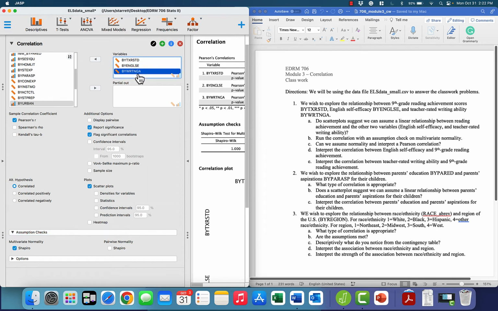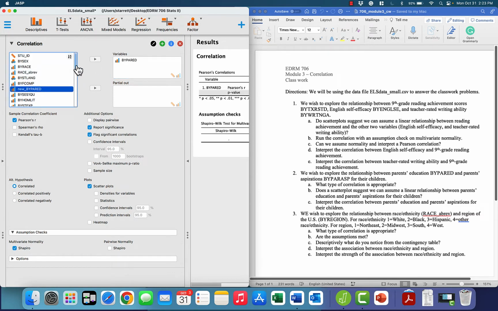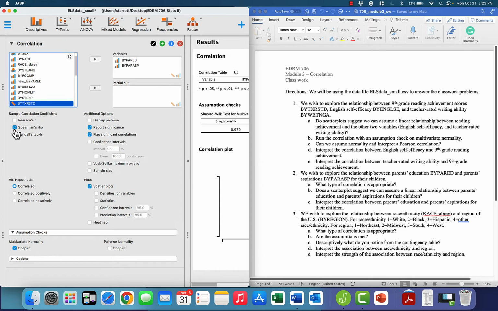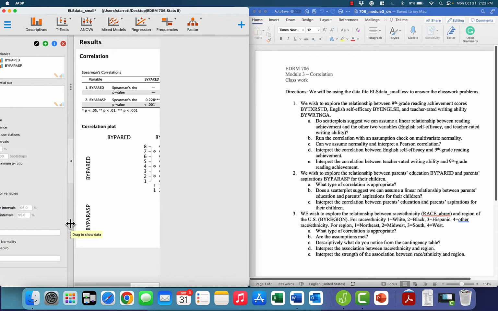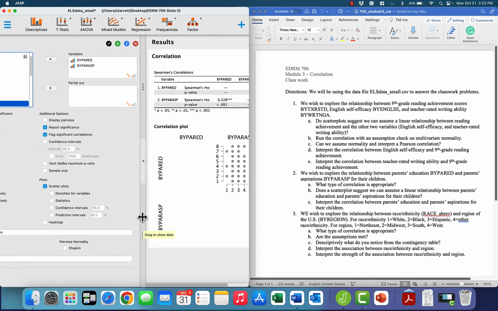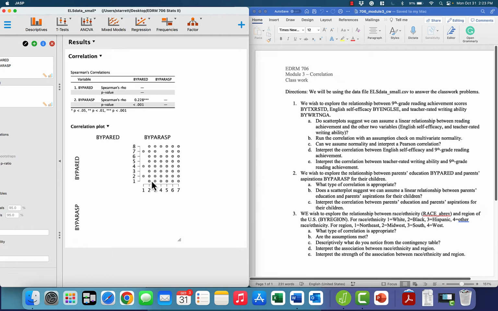So let's remove these variables. And now let's add parent education. And let's add parent aspiration. And again, these are ordinal, so we're going to check Spearman. We don't need to worry about normality now, but we do need to check for monotonicity. And it's a little hard to see here with this scatter plot whether or not we have a monotonic relationship.